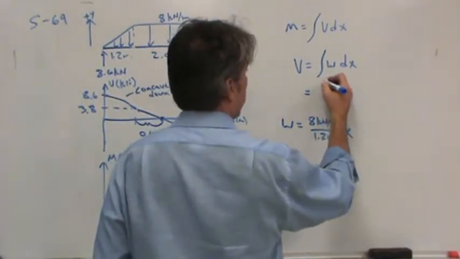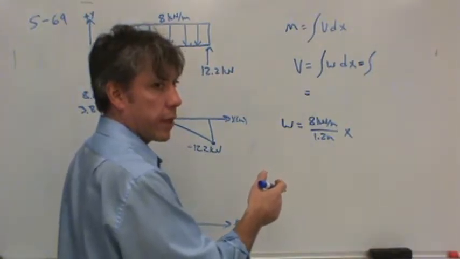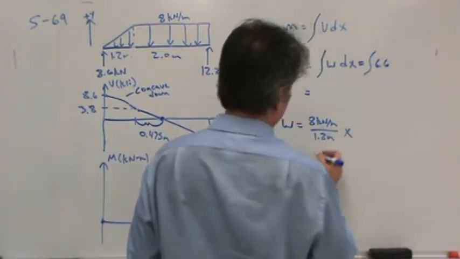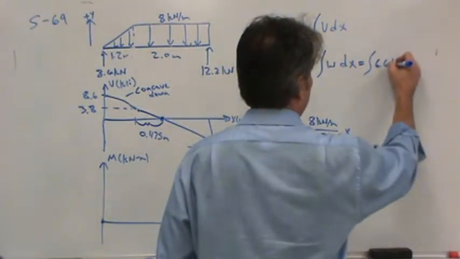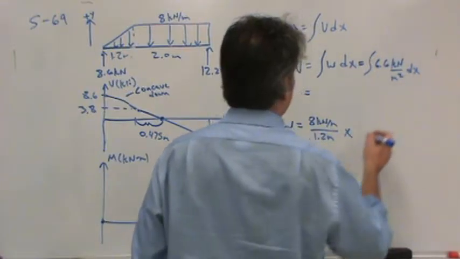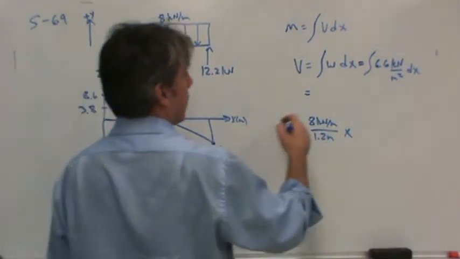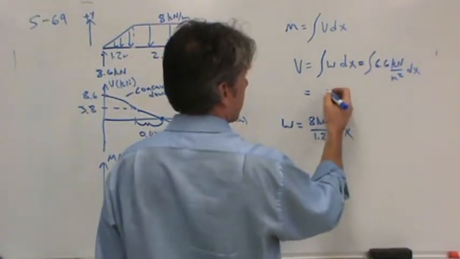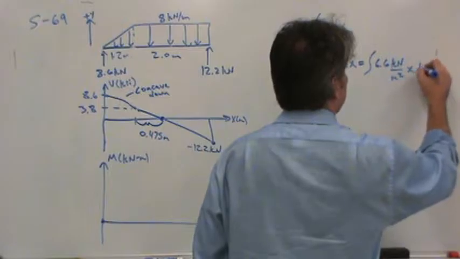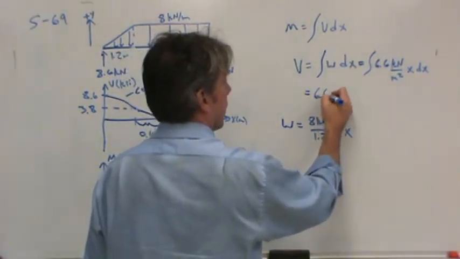So if we were to integrate, what is 8 over 1.2? Anyone have that handy? 6.6. 6.6, thanks. So 6.6 kilonewtons per meter squared. If we integrate that, then what we would end up with is, oh, I need an x in there, don't I? x dx. Okay.